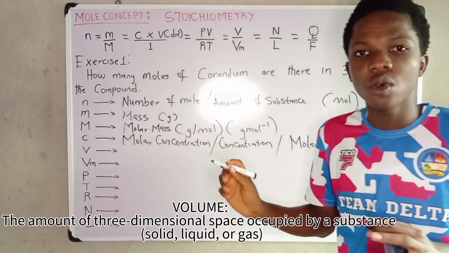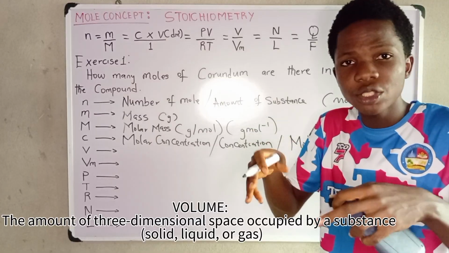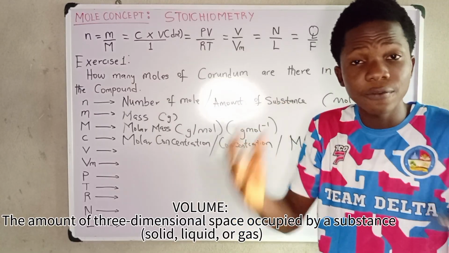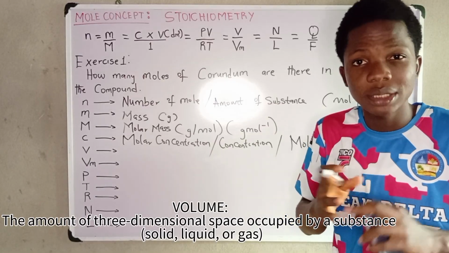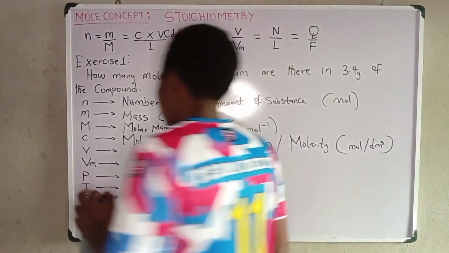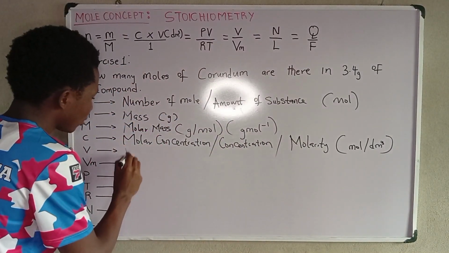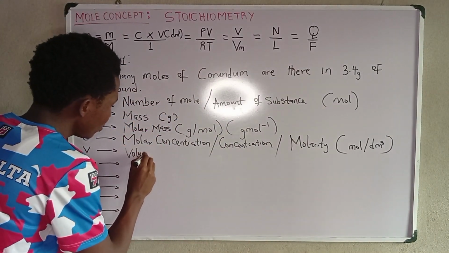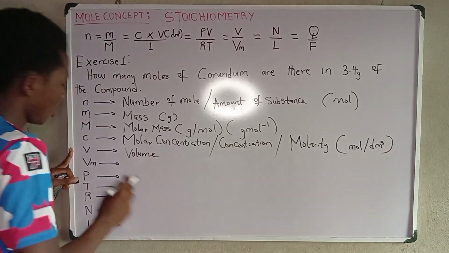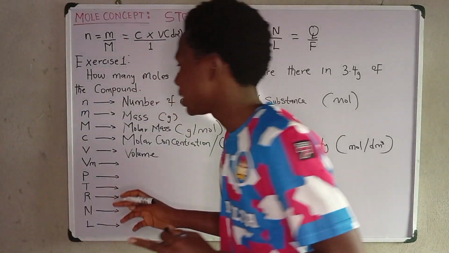Now, the substance occupying this volume can be a solid, liquid, or gas. Take note. So now, alright. So this V is called what? Volume. Alright. So the next thing we are going to be looking at here is molar volume.